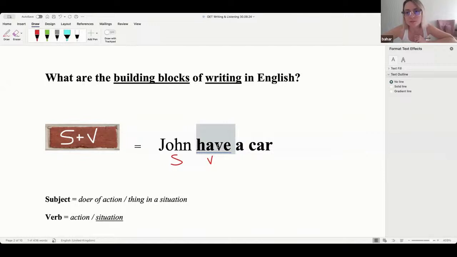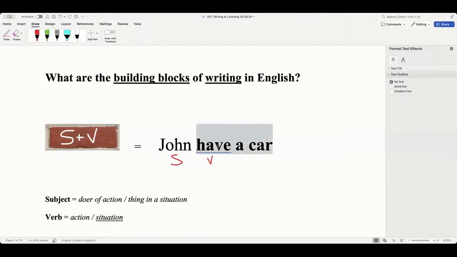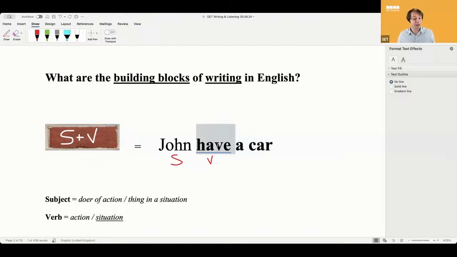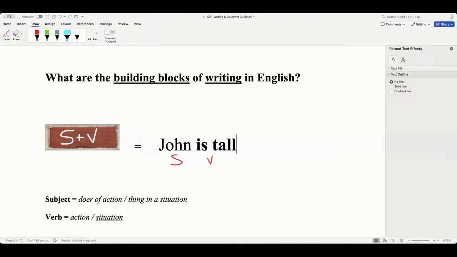I drive a car. Drive is an action. Have, so have a car, yeah? Or you could say John has. This is also a situation word. Have is a situation. Anything else? Anyone else know any others?